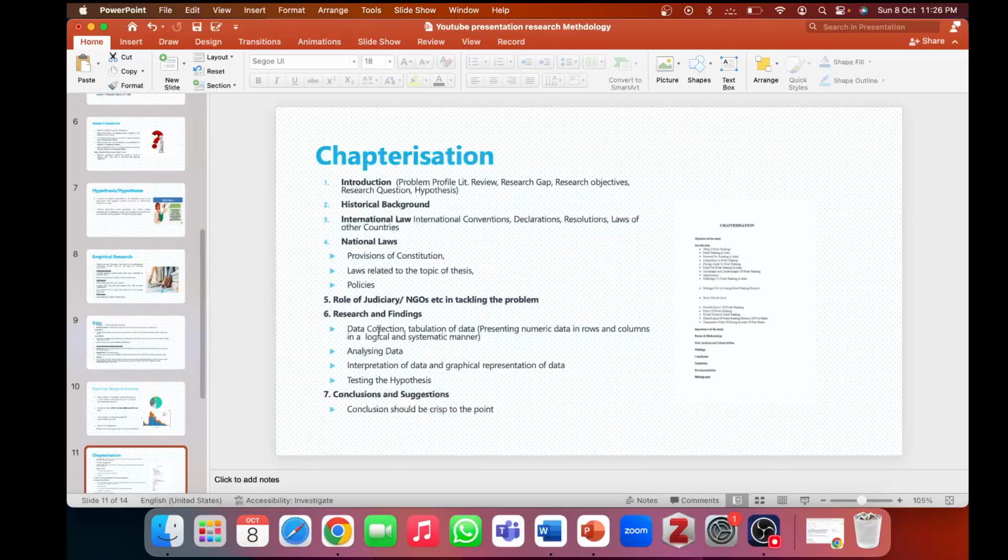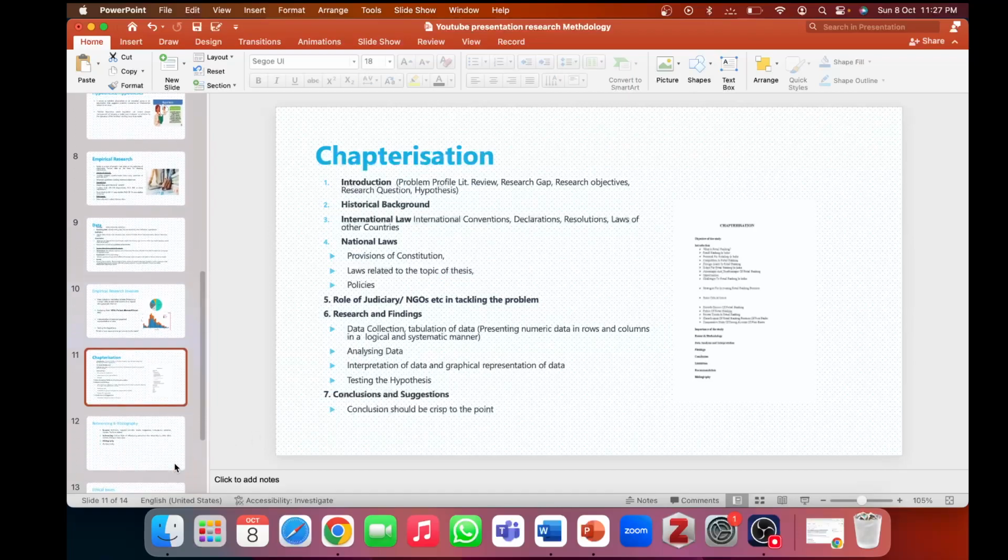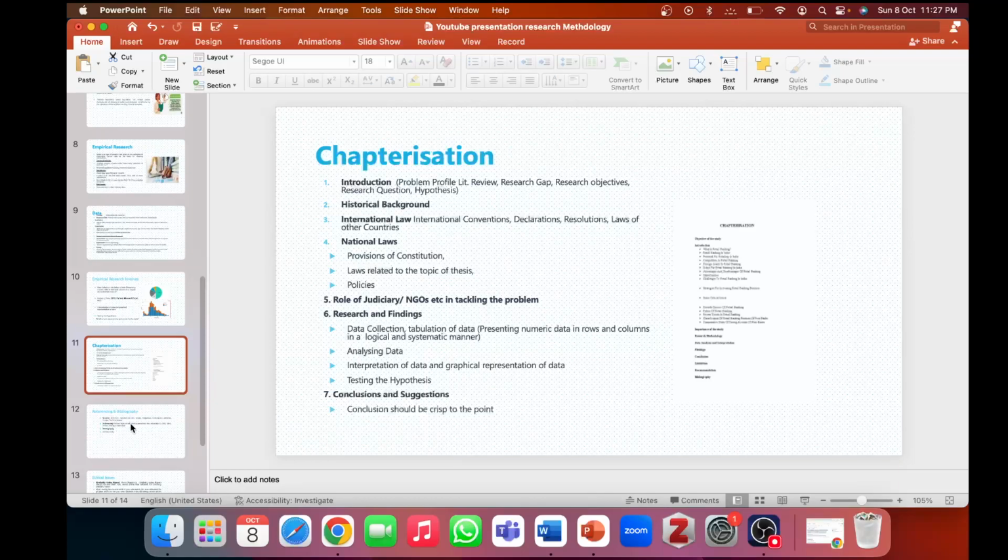And then is the most important chapter that is relating to your research and findings. So it includes data collection, analysis of the data, interpretation, testing of hypothesis, which we have already described in detail in the previous slides. And then you conclude, and conclusion should be crisp, to the point, it should not be vague. And then in the form of suggestions, you make recommendations that how you can control or prevent this problem and how we can have better practices.